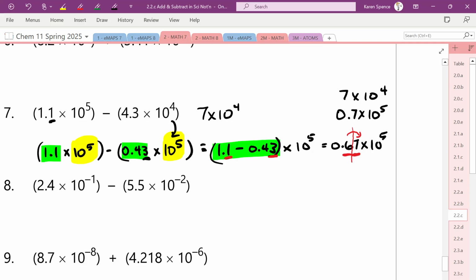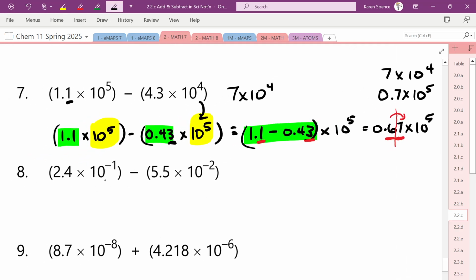How many people have finished number 8? Okay, a couple of you. If you want to go on and do number 9 while you're waiting for the rest of us, you can. This is a subtraction. I'm going to try to go to the lower power. Oh my God. I don't think it works here. Oh, well. That's irritating.